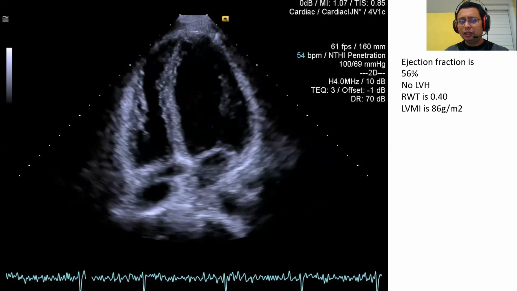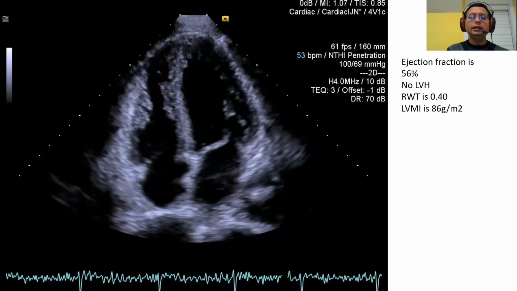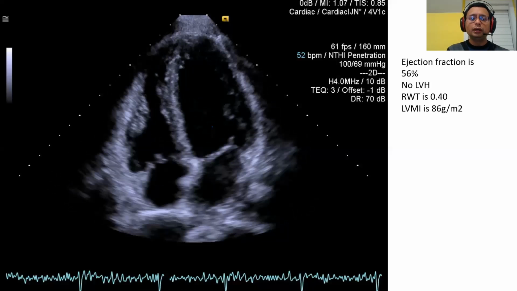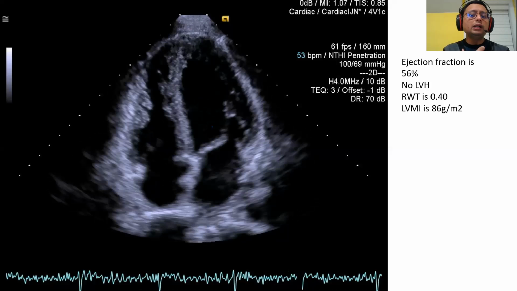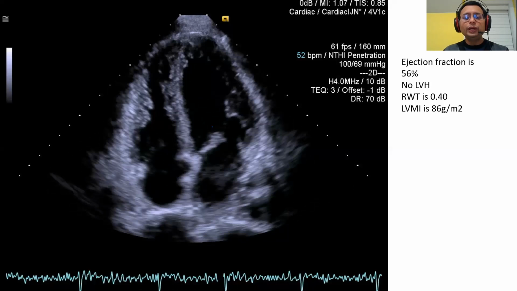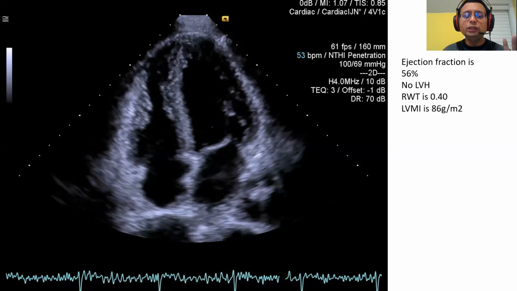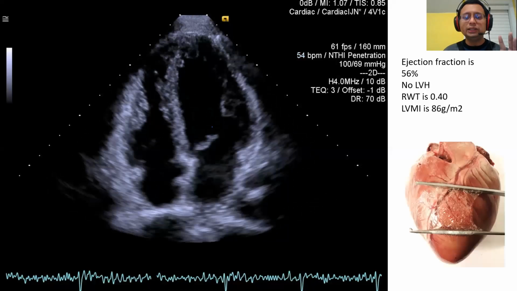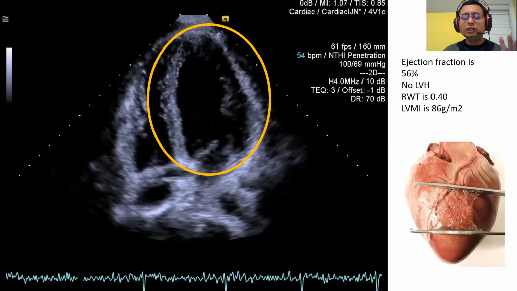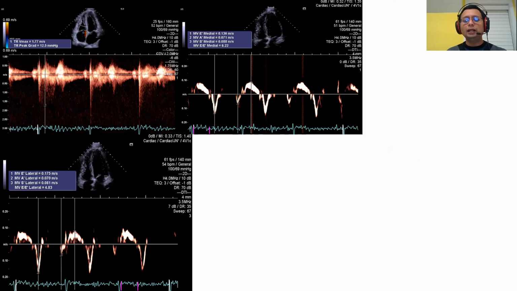So I wanted to ask you, does this patient have diastolic dysfunction or not? You have to use which algorithm first? In this situation, because the left ventricle looks normal, you actually have to use algorithm 1 first. Let's look at algorithm 1, since the left ventricle is normal.